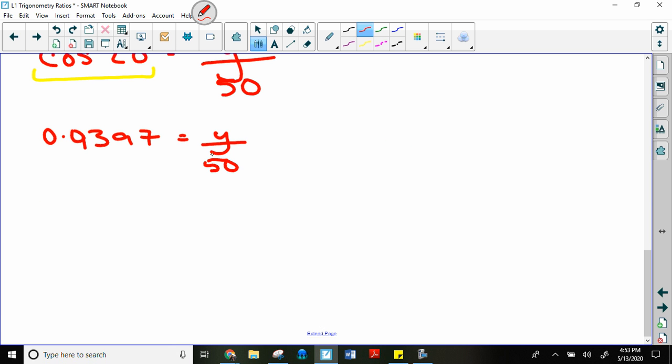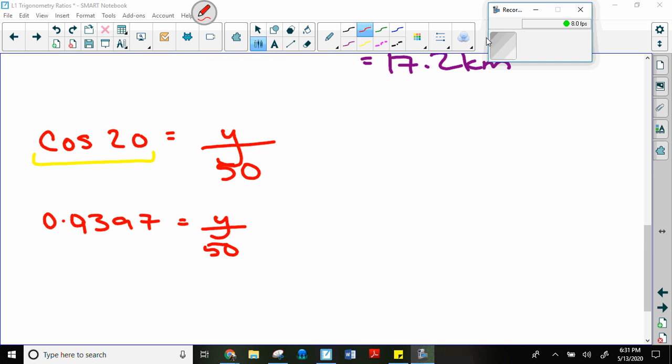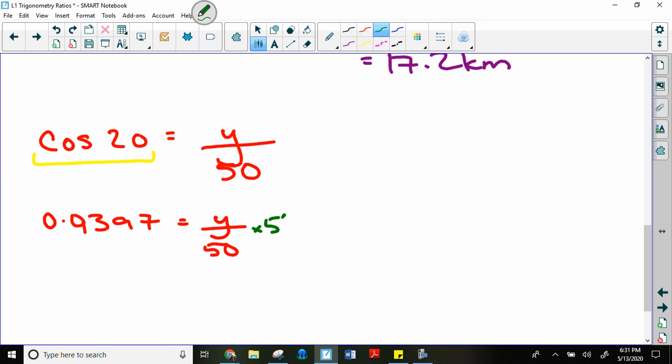Then to get y by itself, the last thing we have to do is multiply both sides by 50. So 0.9397 times 50 is 46.47, which rounds to 47.0. That is our value for y.